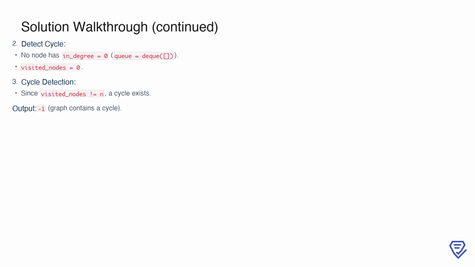This means no nodes can be processed, and the count of visited nodes remains 0. At this stage, we detect a cycle in the graph because the number of visited nodes does not match the total number of nodes. The algorithm concludes that the graph contains a cycle, and the output is -1, indicating the result is invalid due to the presence of a cycle.